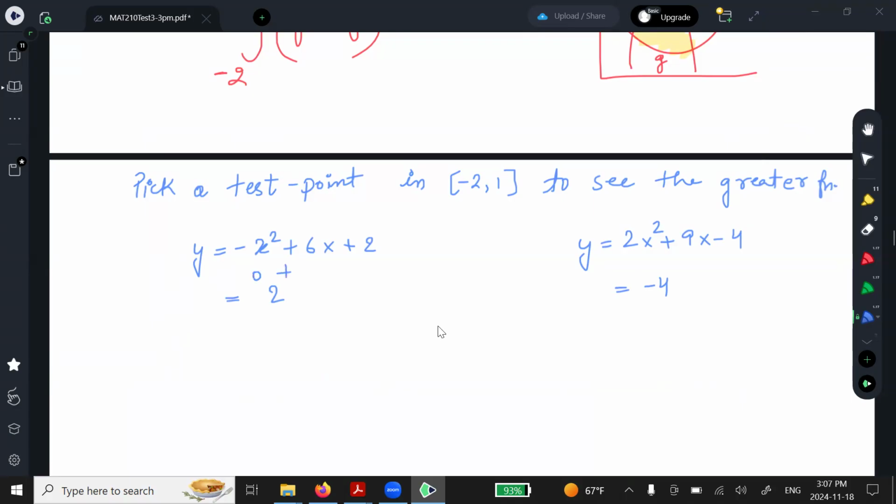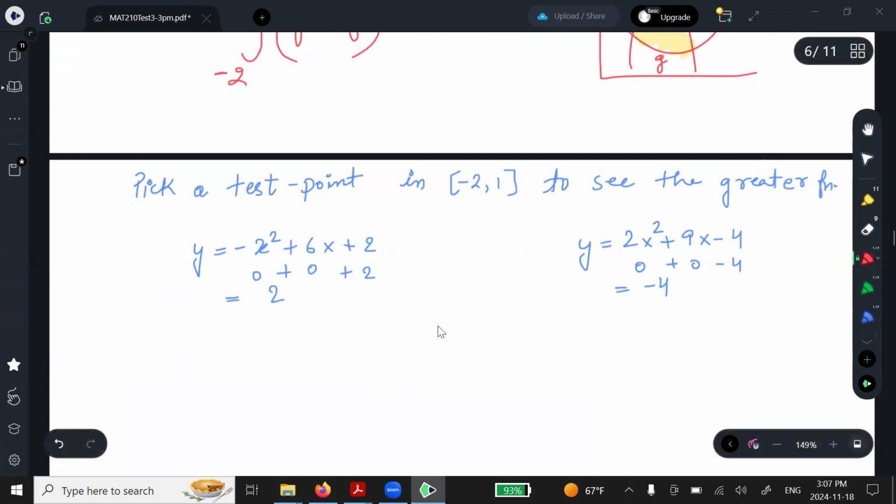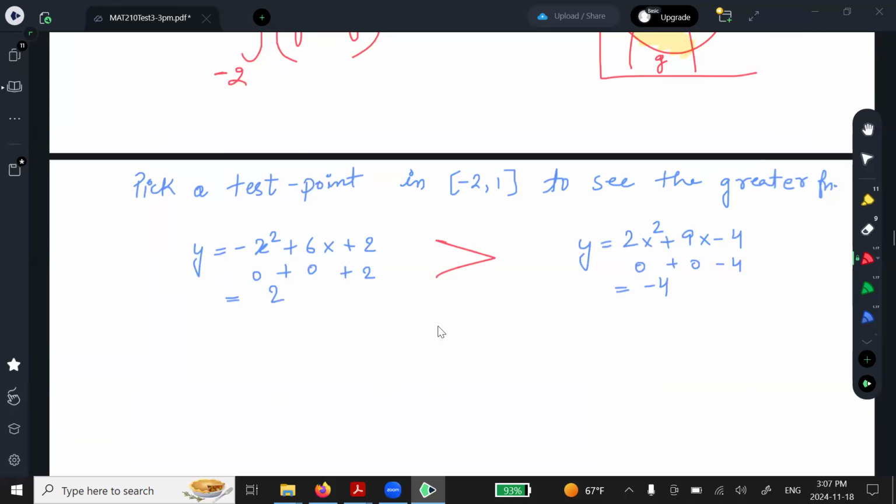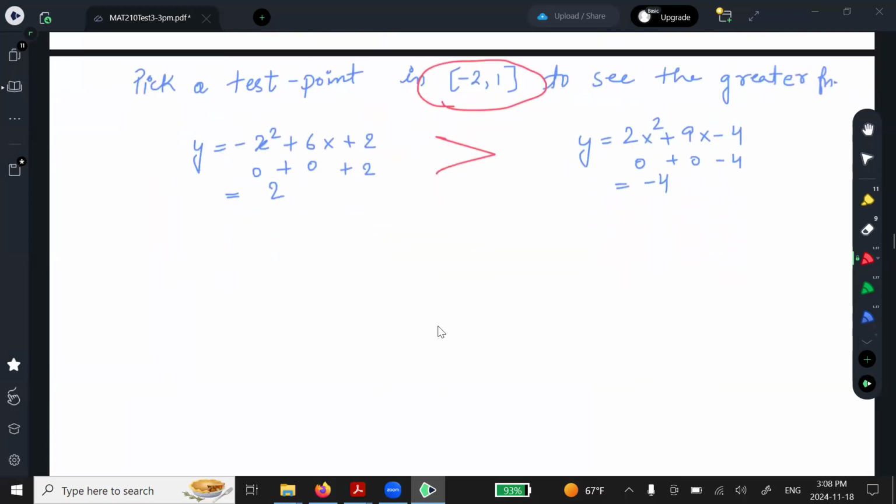So this is 0. This is 0. This is 2. This is 0. This is 0. This is negative 4. Well, clearly, this function is greater, right? Than that function in this interval. That's why it matters to find the intersection point first. Everybody can do this in the exam until here. And that's it. Then you set up your integral.